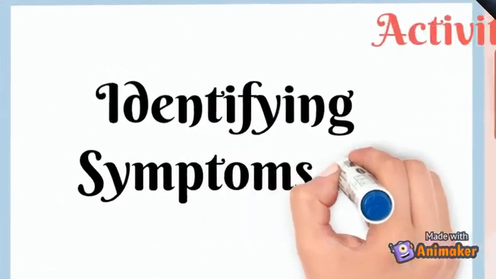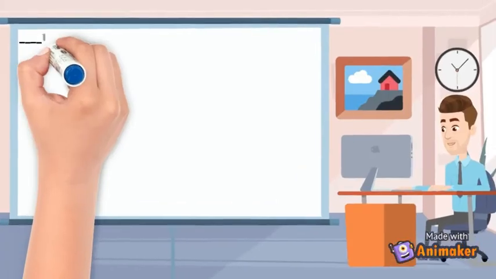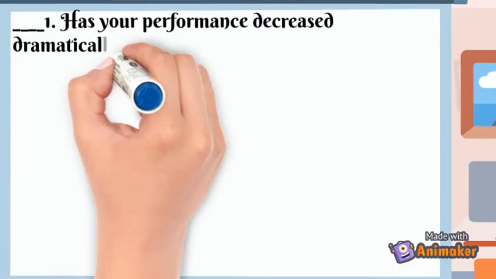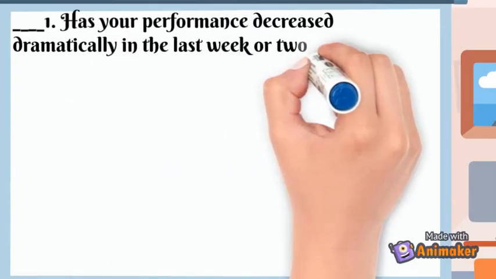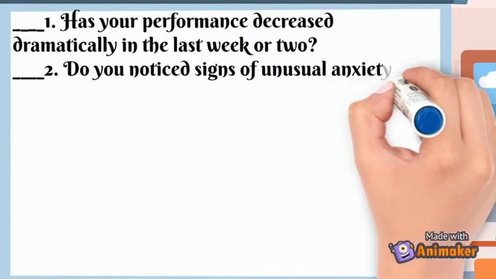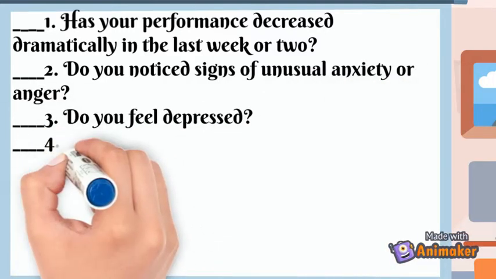Have an activity. Activity 3: Identifying symptoms of overtraining. Direction. Get your activity log or notebook. With your activity log, copy the following statements, and answer the following questions by placing a check mark on the blank. First, has your performance decreased dramatically in the last week or 2?